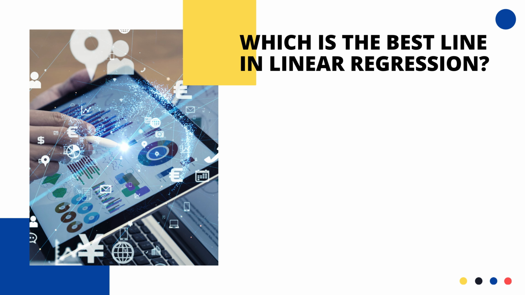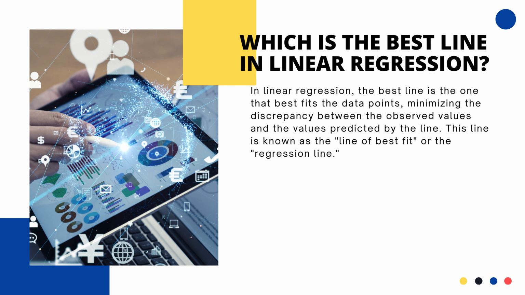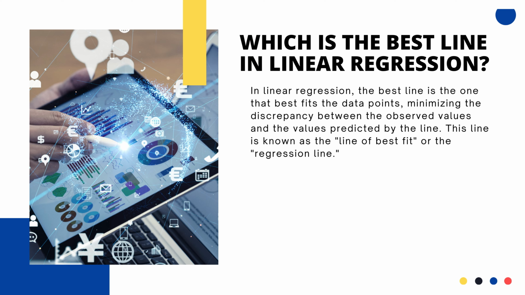Which is the best line in linear regression? In linear regression, the best line is the one that best fits the data points, minimizing the discrepancy between the observed values and the values predicted by the line. This line is known as the line of best fit or the regression line.